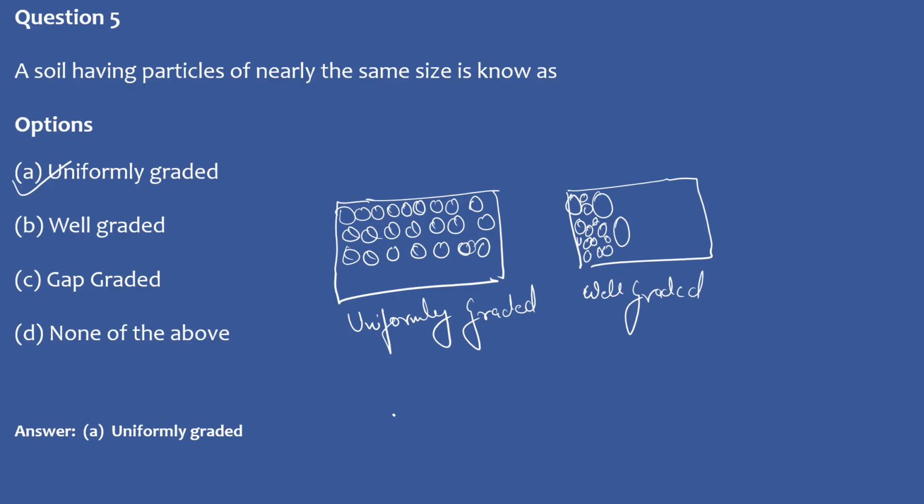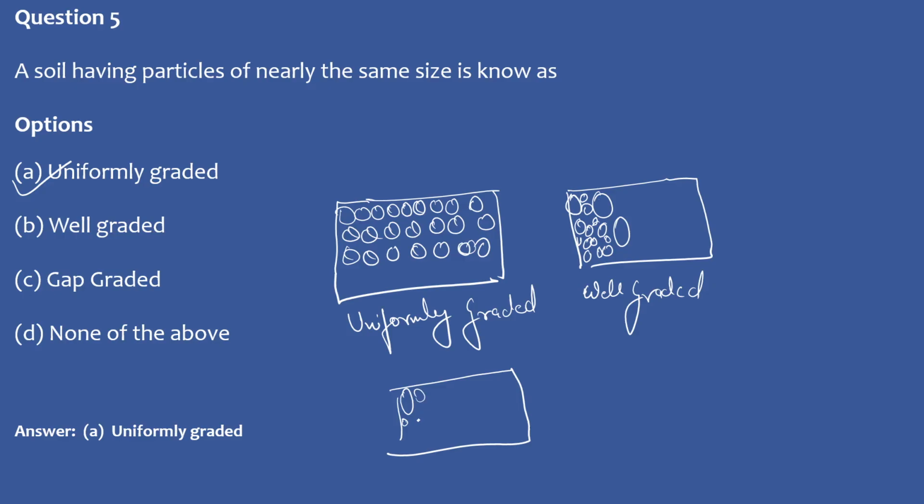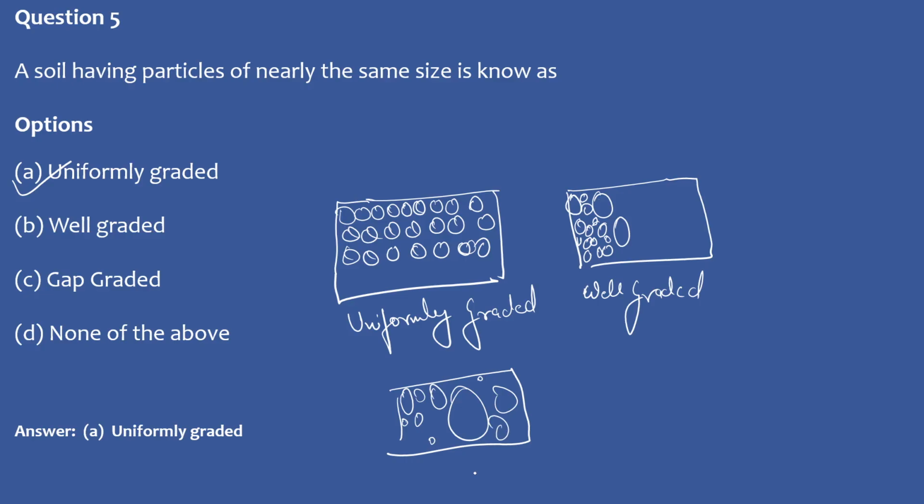Then comes another condition of the soil matrix, where you have soil particles of either very large size or very small size, and you don't have the intermediate sizes. So you have an uneven distribution of the size of the soil particles. You have this size, then only this size, then this size, then this size. So this is your gap graded condition.